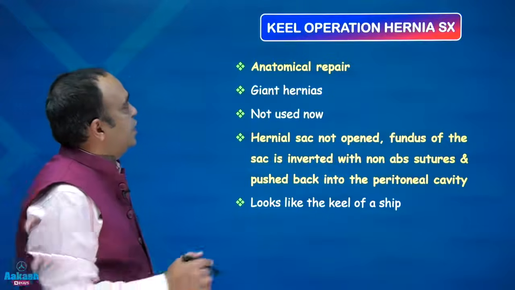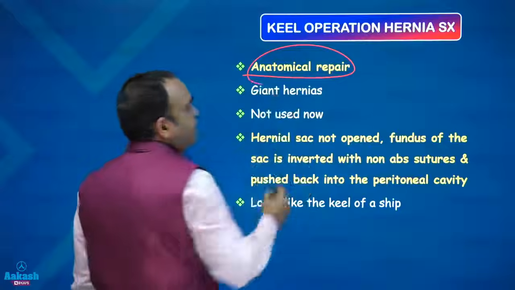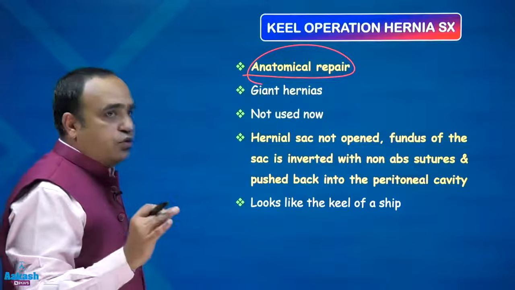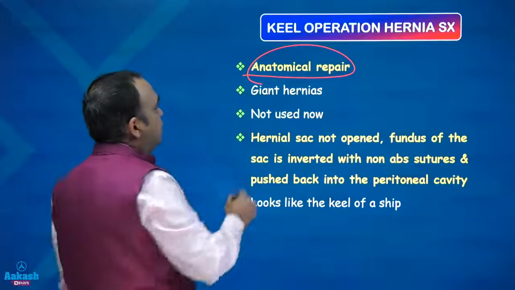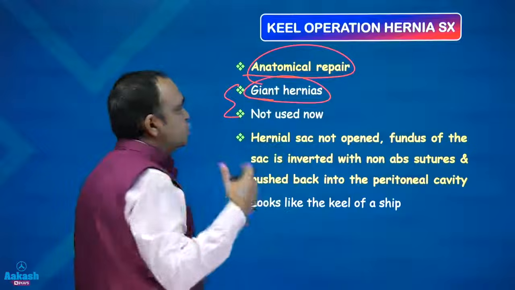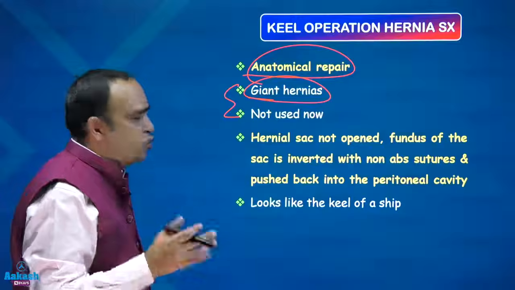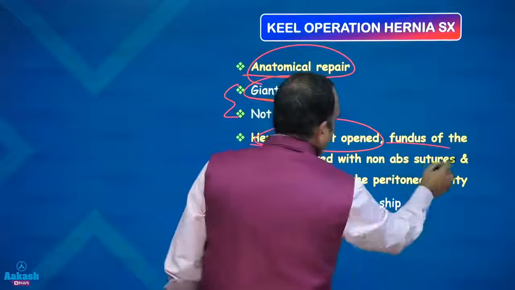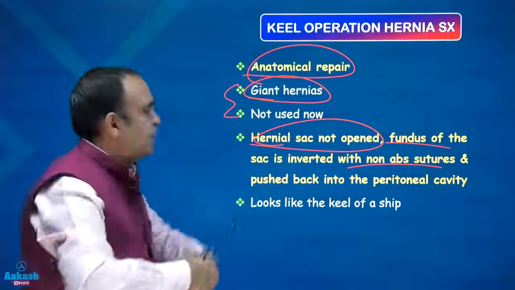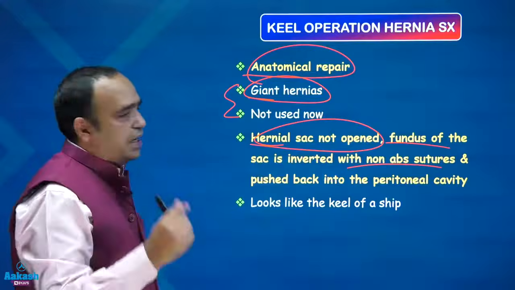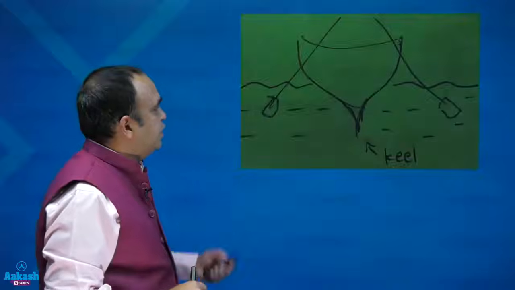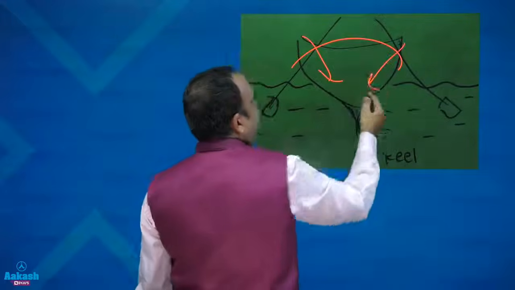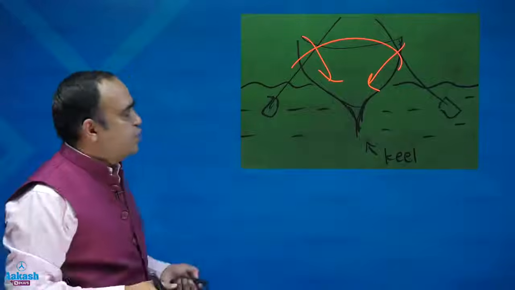Keel operation. Keel operation is an anatomical repair, a herniorrhaphy. We are not using mesh, we are just using suture. Thick, non-absorbable suture. It is an old technique used for giant hernias, but now it's not used because mesh is easily available. In this, the hernial sac is not opened, rather we invert the hernial sac back into the peritoneal cavity, and then with the non-absorbable suture we close it like a keel. So that's a hernial sac. So we push it from both sides, invert it, and then we close it like a keel.